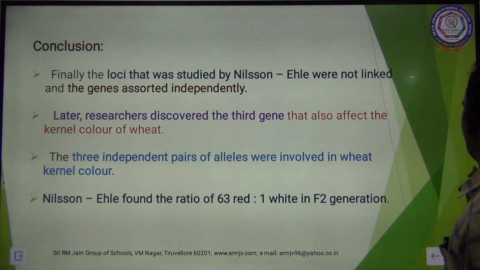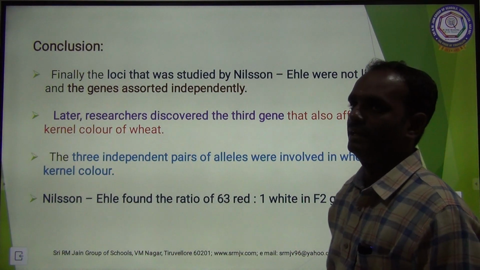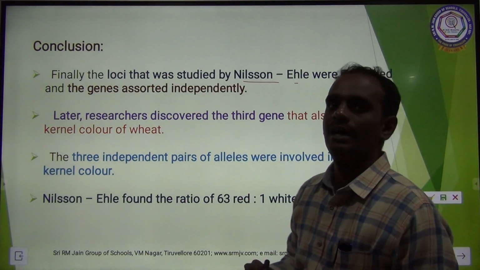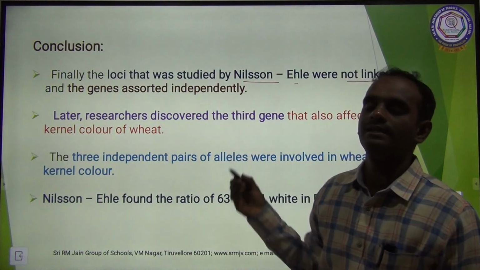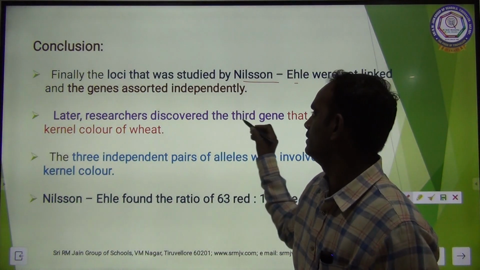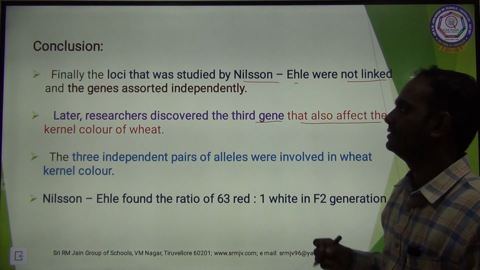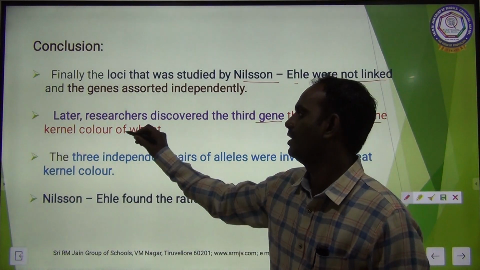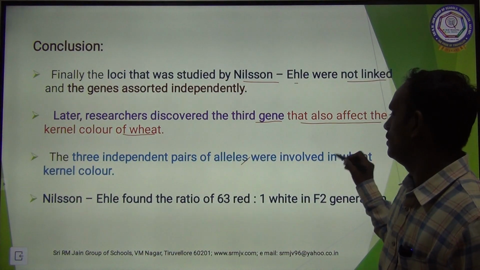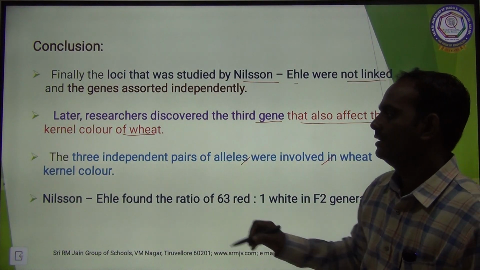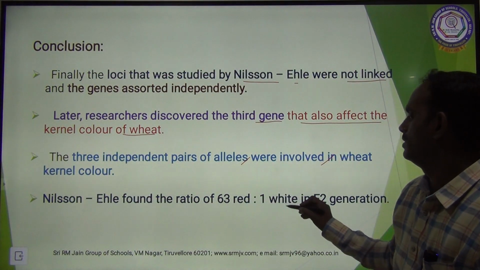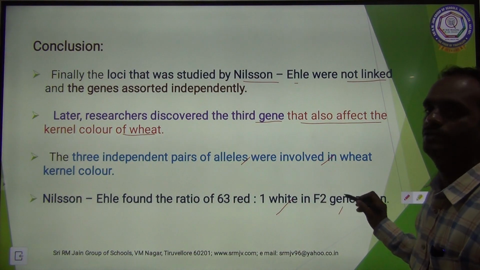Conclusion. The loci that were studied by Nilsson-Ehle et al. were not linked, and the genes assorted independently. Later researchers discovered a third gene that also affects the kernel color of wheat. So 3 independent pairs of alleles are involved in wheat kernel color. Nilsson-Ehle et al. found the ratio of 63 red to 1 white in the F2 generation.